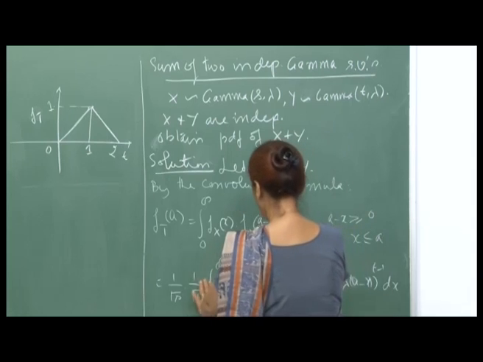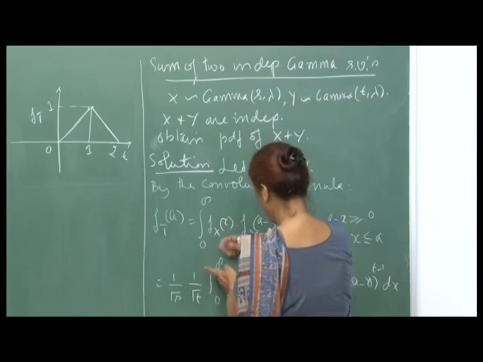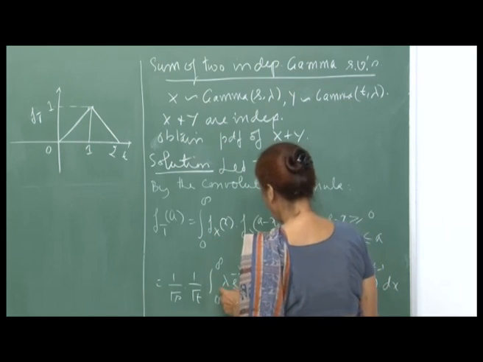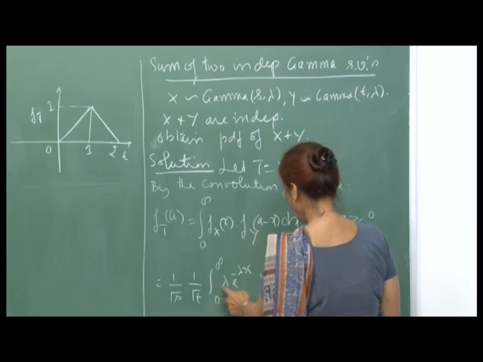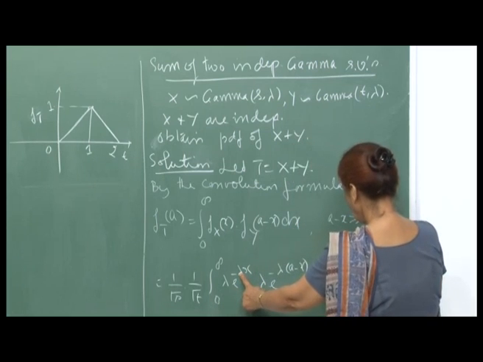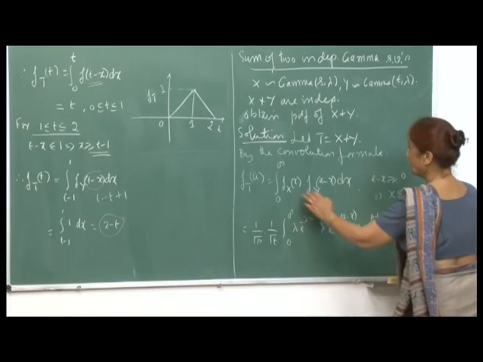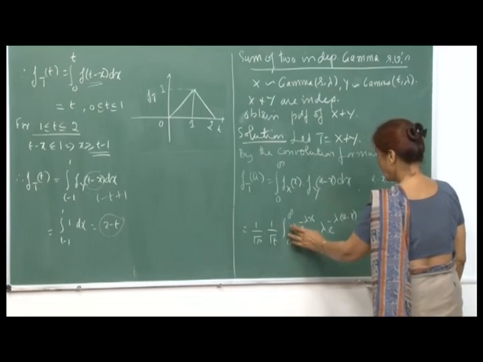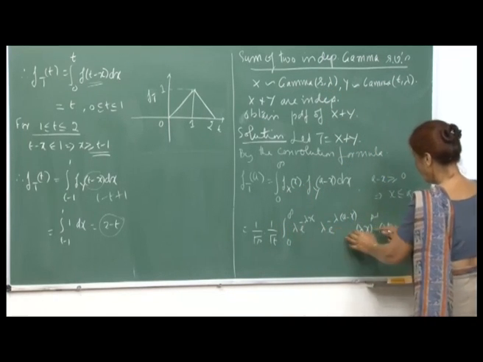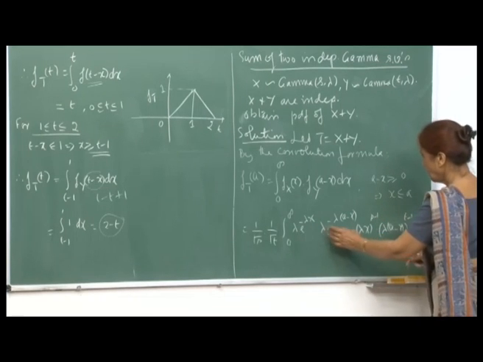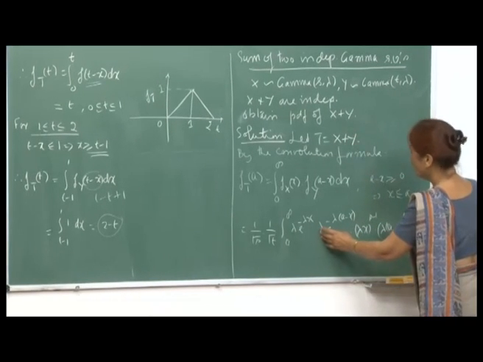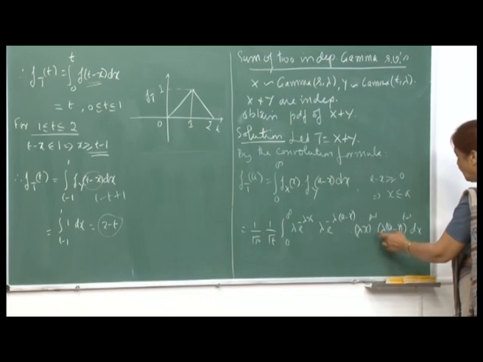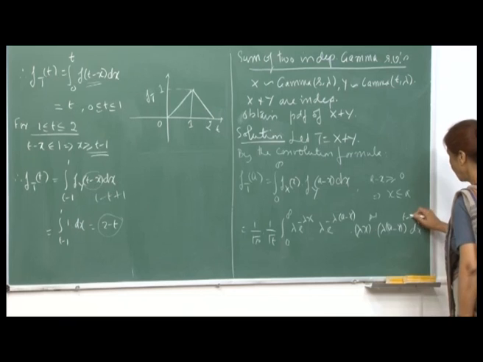So, right now I'll write the correct range, but we are just right now substituting for f_X(x), which will be lambda e raised to minus lambda x into lambda x raised to s minus 1, because x is gamma s comma lambda. So the PDF is lambda e raised to minus lambda x into lambda x raised to s minus 1, and the PDF for y is lambda e raised to minus lambda of a minus x into lambda of a minus x raised to t minus 1.